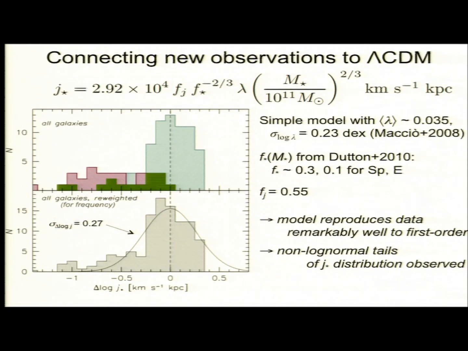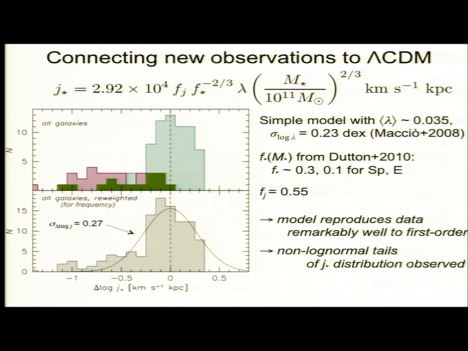So now getting on to theory, now connecting to this lambda CDM schematic that I showed at the very beginning, again, the simple spherical model. Up there is a scaling relation you predict with your lambda, your spin parameter, which is something you can predict pretty robustly on average, and then just these two simple parameters, fj and f star, the star formation efficiency and the conservation parameter of specific angular momentum.